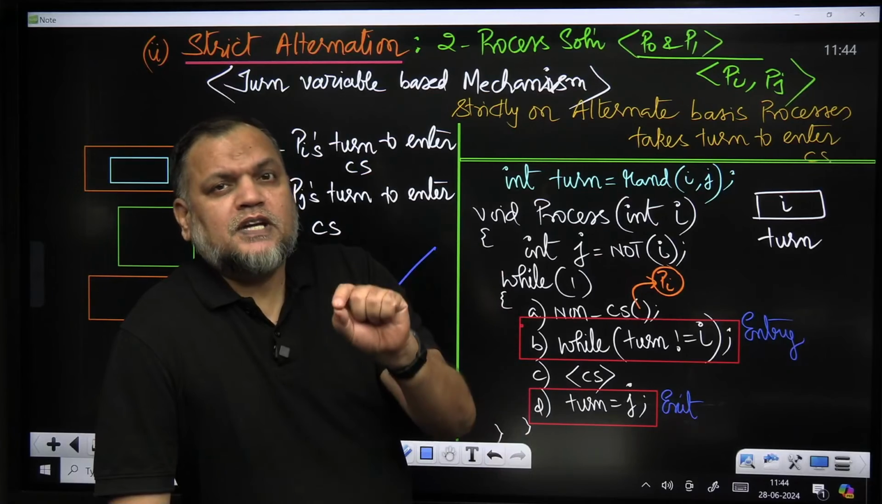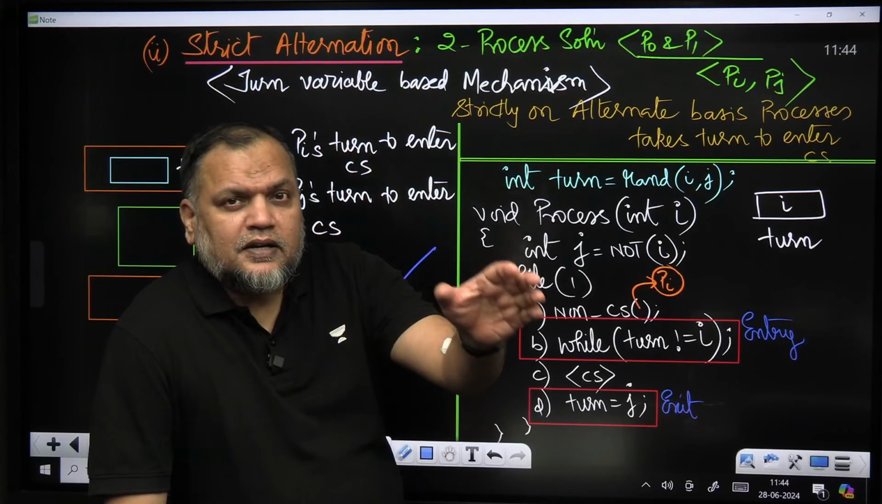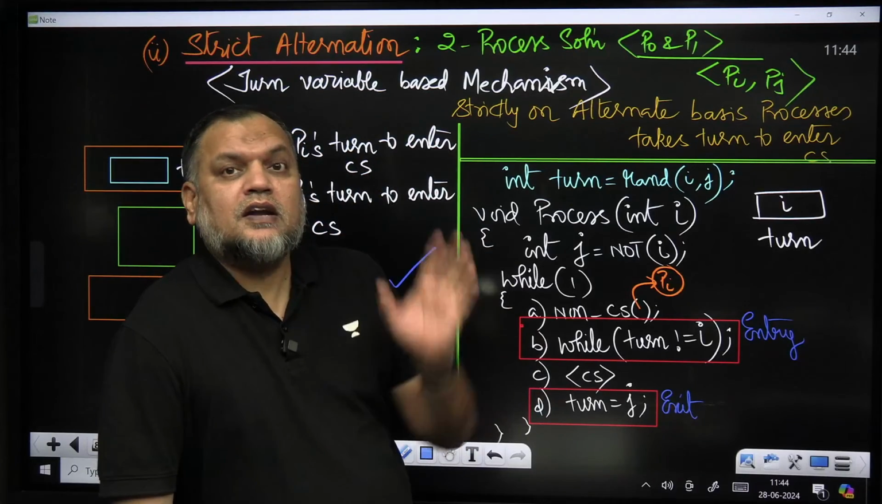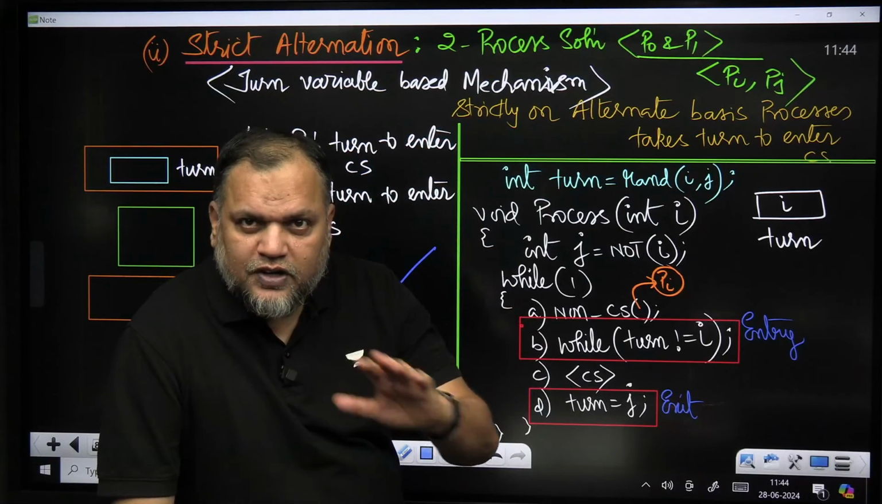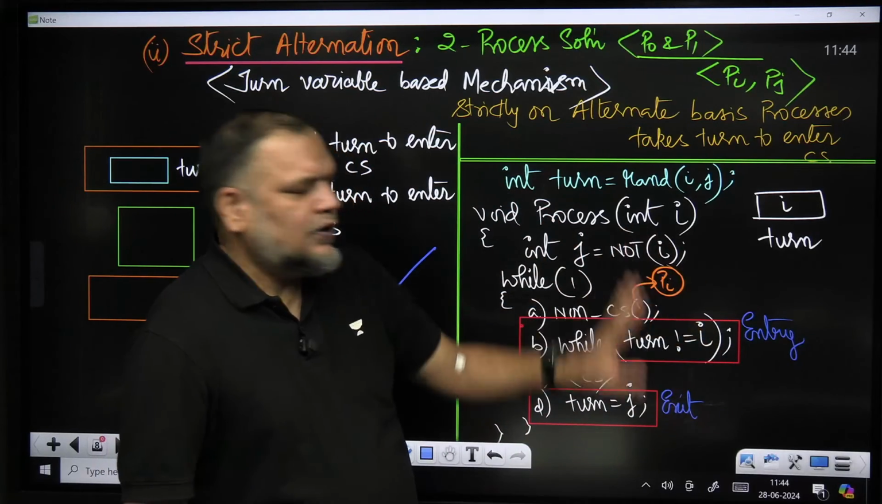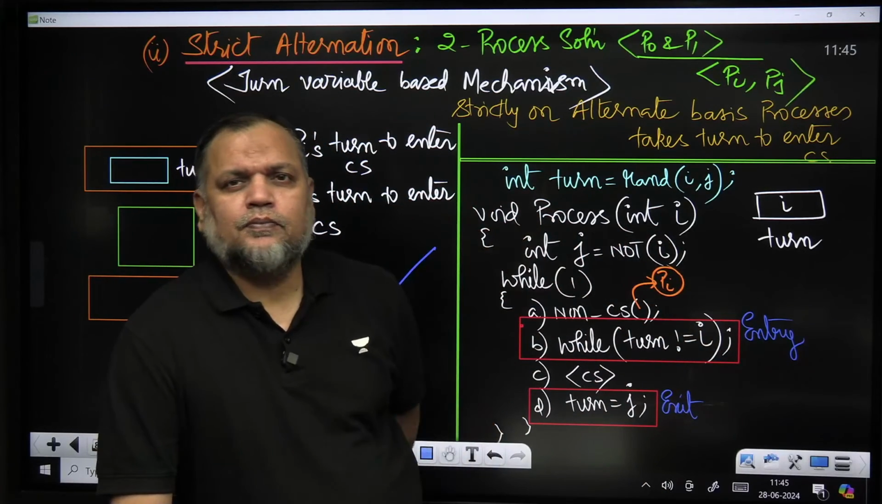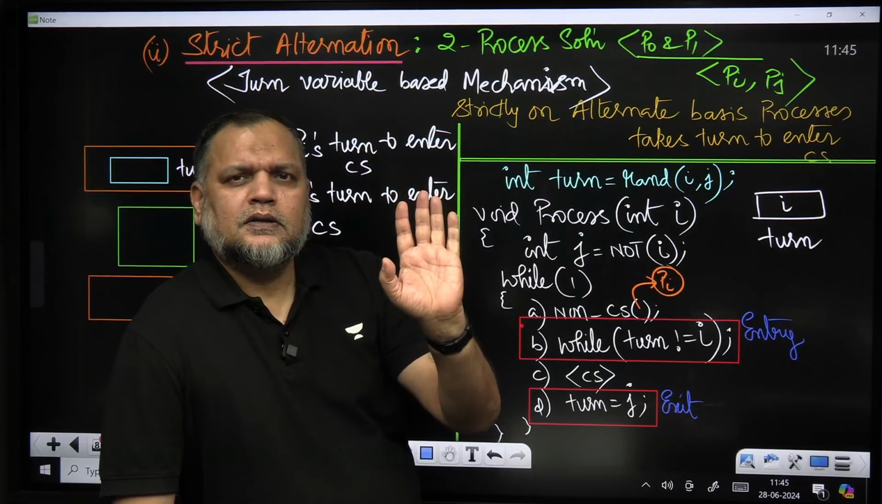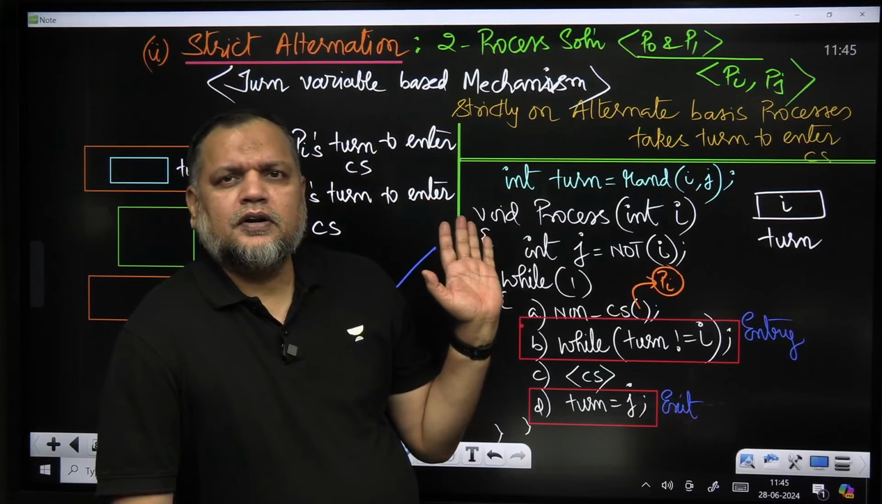PI is telling PJ that unless I enter the critical section and come out, you cannot enter. PJ, you cannot enter. And right now, I am not interested in the critical section. So, you break your head in the while loop. PI is telling PJ, you break your head in the while loop. You do whatever you want. ठीक है? But I am not interested right now.